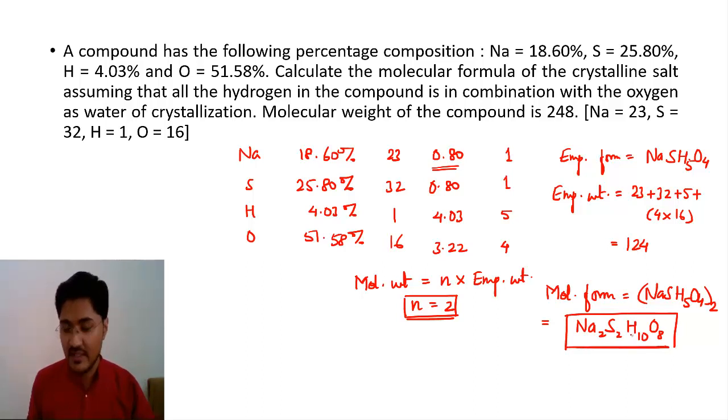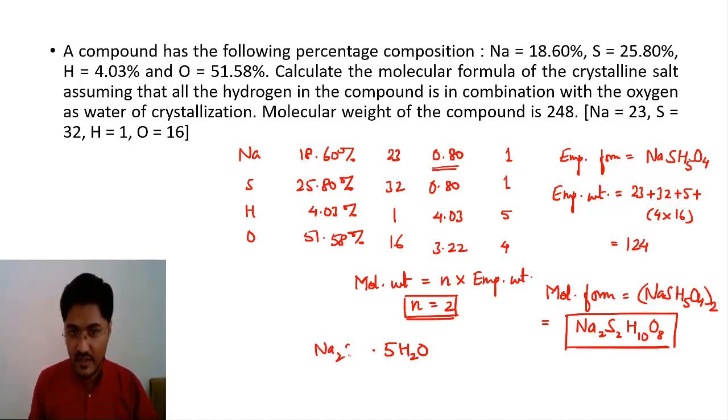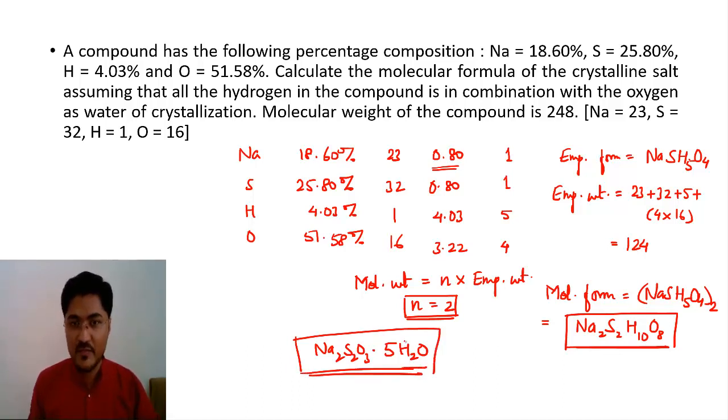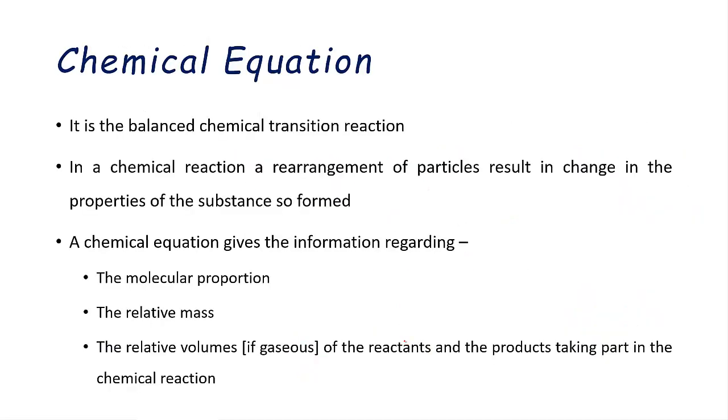But something additional has been given in this question, that all the hydrogens in the compound are in combination with oxygen as water of crystallization. So we have 10 hydrogen, so we can get 5 molecules of H2O. So we are left with Na2S2 and O5 are consumed, so we are left with 3 oxygen, and this will be your final answer to this question. Now let's look at chemical equation.